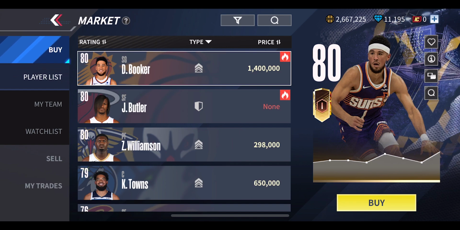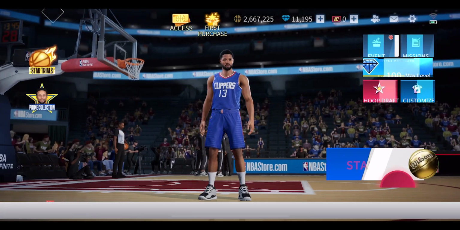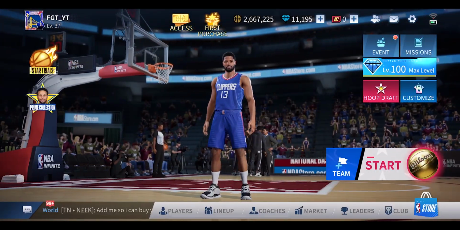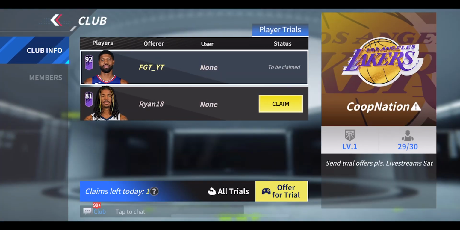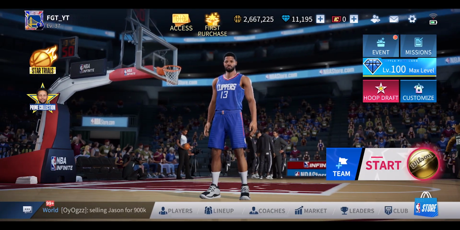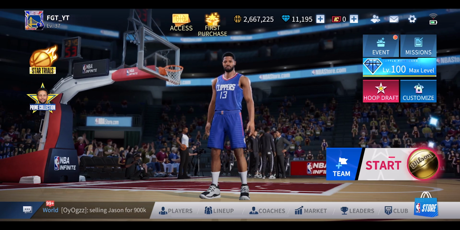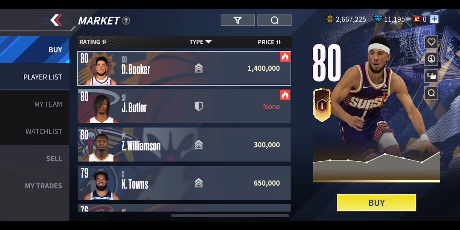Of course, you're not going to make a ton of coins from the market itself just simply buying and selling players. You need to be using things such as the hoop draft. And I do recommend, if you are simply just trying out new cards, maybe look towards using the club at the moment, where people can offer you players to be able to try out instead of just switching between maxed out players, because ultimately you will lose coins because of that 15% tax.